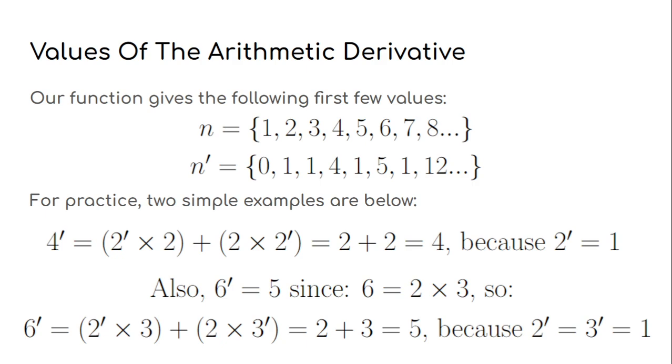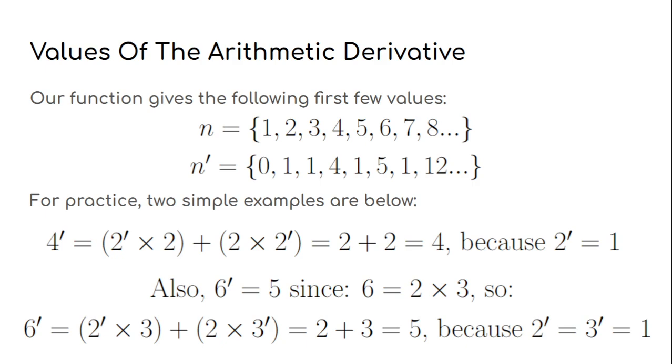Now moving on to some specific examples, we have that 4 prime is 4, since we can write 4 as 2 times 2. Hence, 4 prime is 2 times 2 all prime, and that's equal to, by our product rule, 2 prime times 2 plus 2 times 2 prime. Now since 2 is prime, 2 prime is just 1, so our derivative ends up being 2 plus 2, which is of course 4. Another example is 6 prime equals 5. We can write 6 as 2 times 3, and hence 6 prime is 2 times 3 all prime, which becomes 2 prime times 3 plus 2 times 3 prime, which, because 2 and 3 are both prime, is just 2 plus 3, which is of course 5.